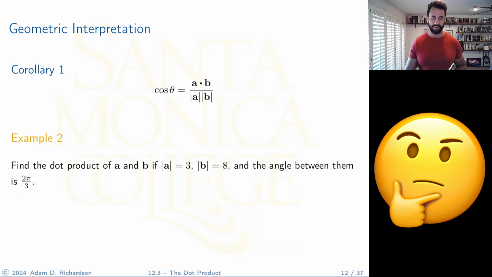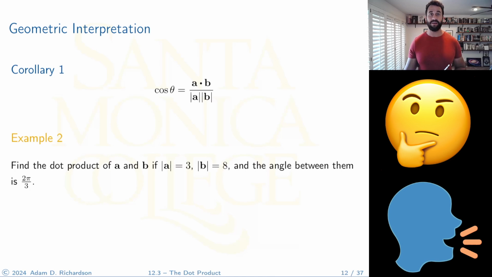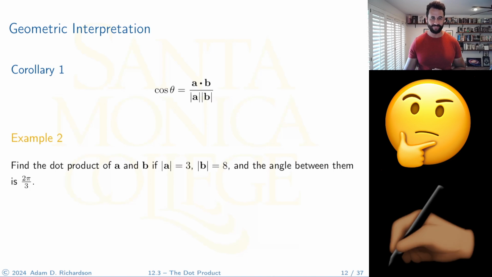So first, think about how you're going to do that. Then say something out loud to yourself or to your dog or your cat, your sister, your brother, your axolotls, anything, or just yourself. All right, and now try to compute it using the formulas above.